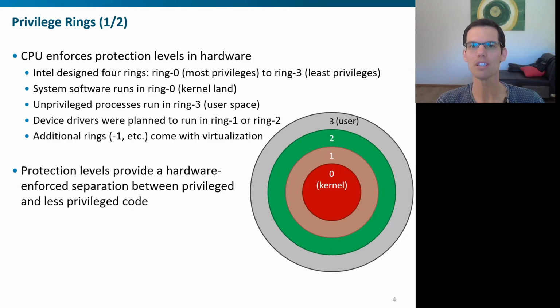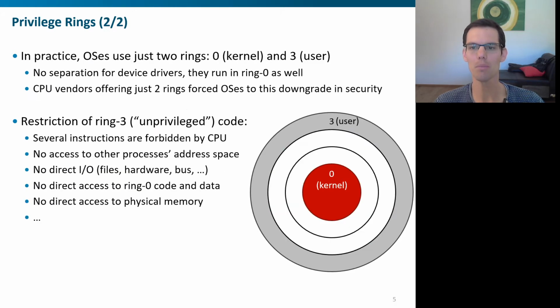Now, I already mentioned that these 2 rings, 1 and 2, are actually not used in practice, which is unfortunate, but the main reason why this happened is essentially that there were CPU vendors back then that, unlike Intel and a few others, only foresaw 2 rings, namely ring 0 and ring 3, and omitted, for simplicity, ring 1 and ring 2. And they, in practice, have forced the operating system vendors to just live with these two rings, ring 0 and ring 3.